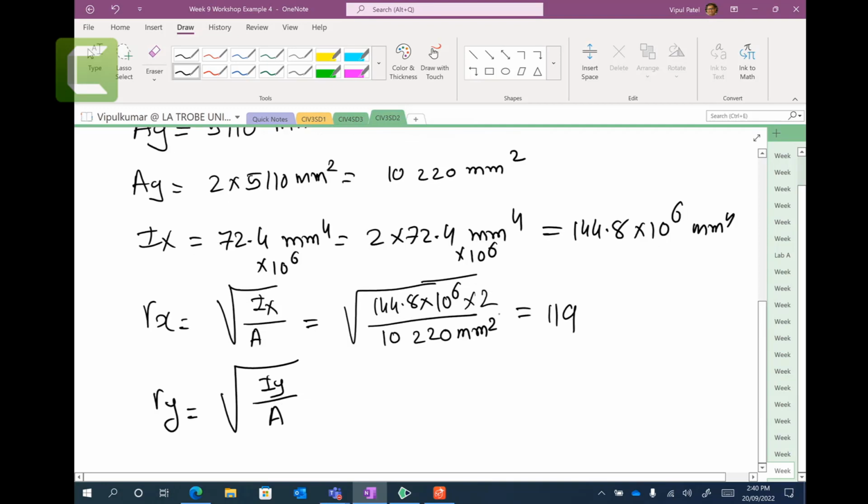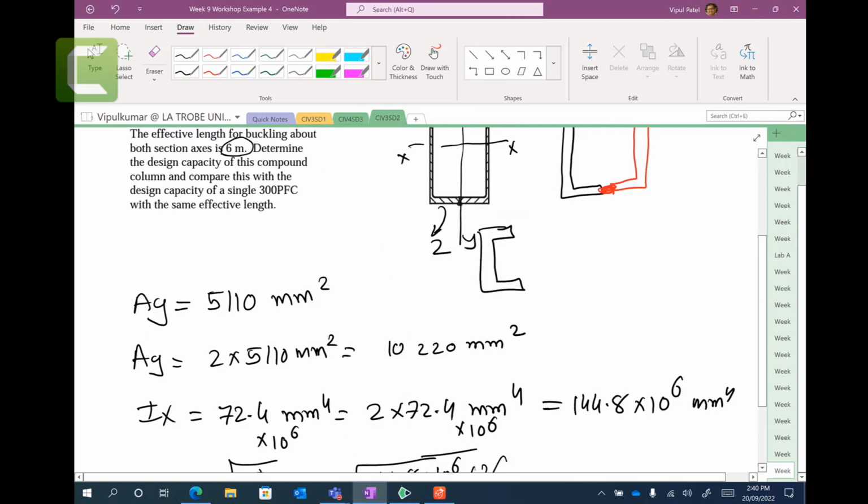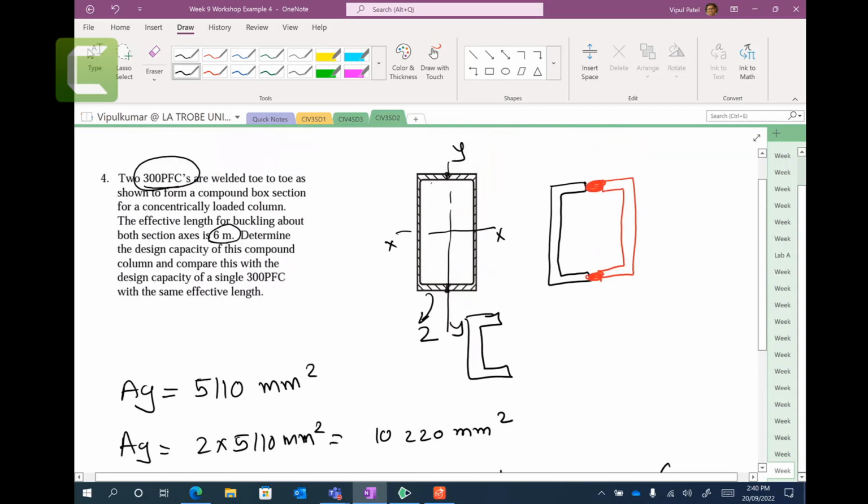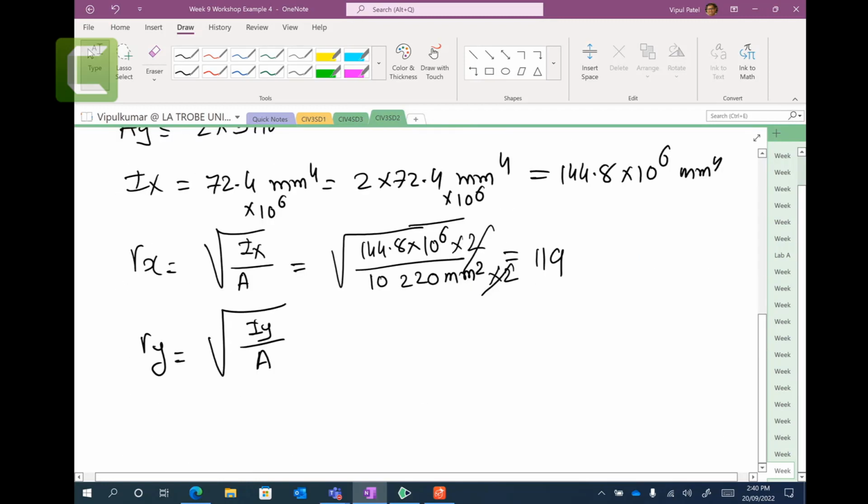Yeah, mathematically you multiply by 2 on both sides, cancel it out each other. So then it becomes the same. So the radius of gyration is about the material that you are distributing about the x-axis, that I, and the area is the same. So therefore we get the same numbers.